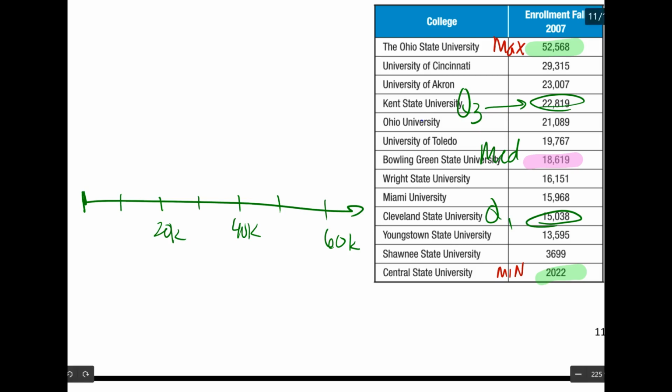Now let's plot. My min is 2,000, so that's about right here. Q1's at 15,000, so that's there. Q2's at 18, so that's there. Q3 is at 22, so that's there. And my max is at 52, which is out here. And I'm supposed to construct a box from Q1 to Q3. So you'd have a box that puts those there. This is from middle school math. Draw a line straight down at the median. And then extend your whiskers. Box, and here's your whiskers.